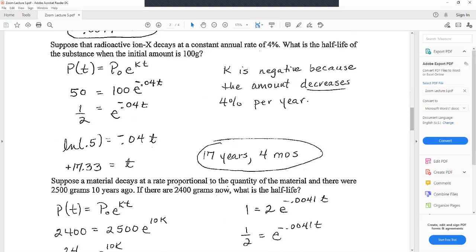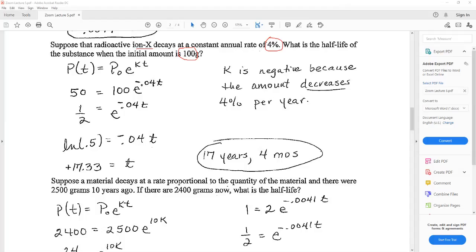So let's look at another problem. Suppose that radioactive ion X, this is going to be our substance, decays at a constant annual rate of 4%. So we know that it's losing 4% a year. What is the half-life of the substance when the initial amount is 100 grams?